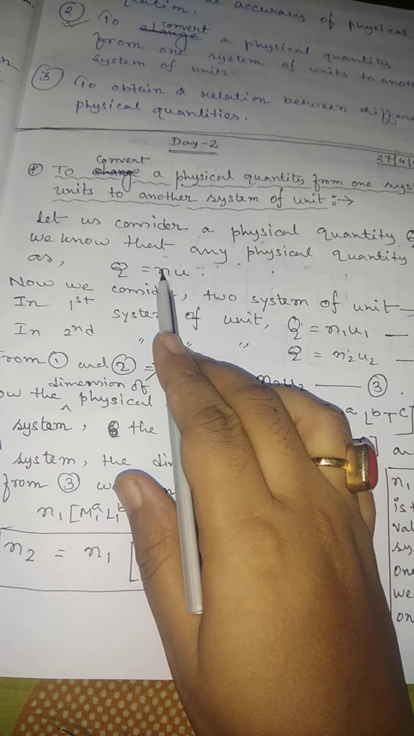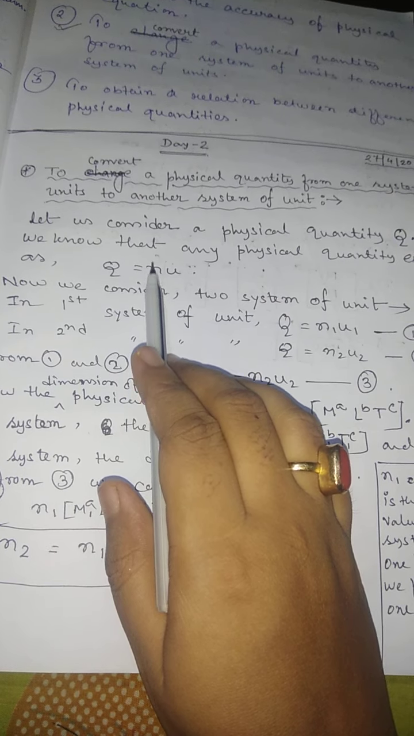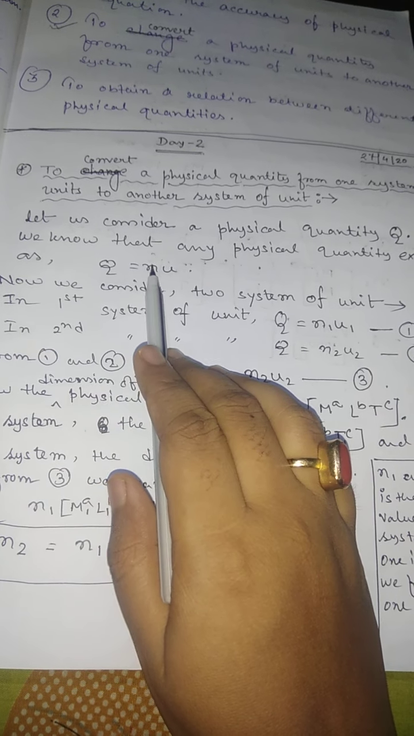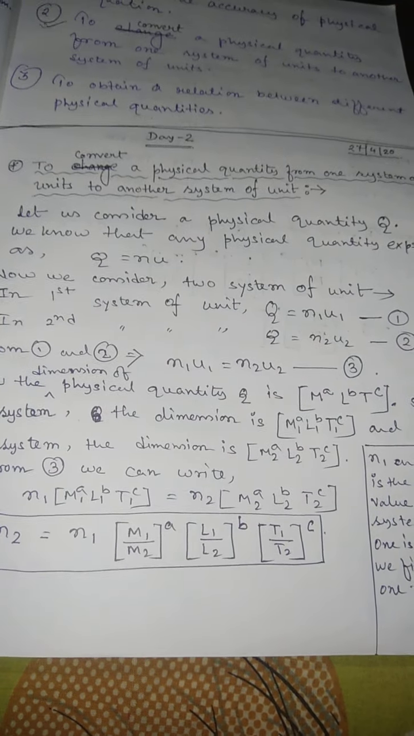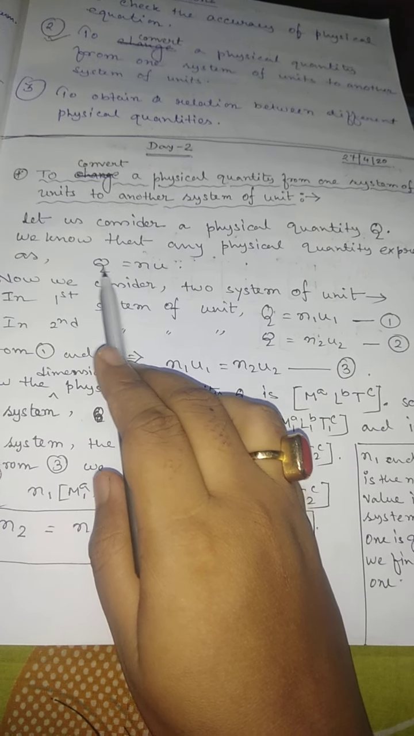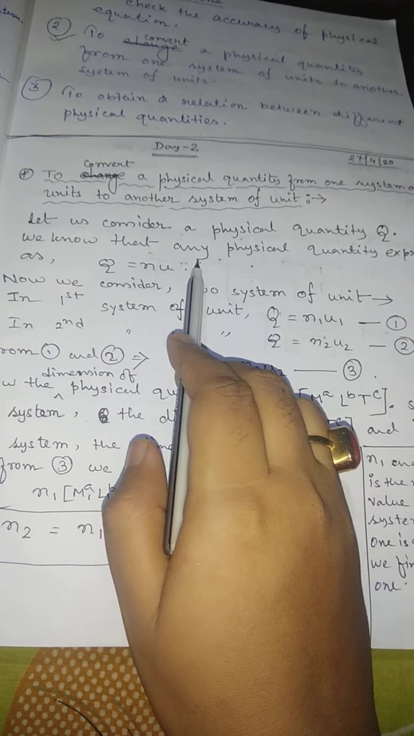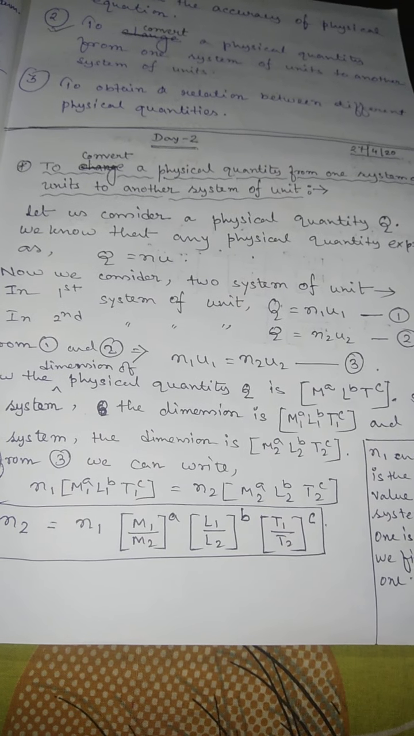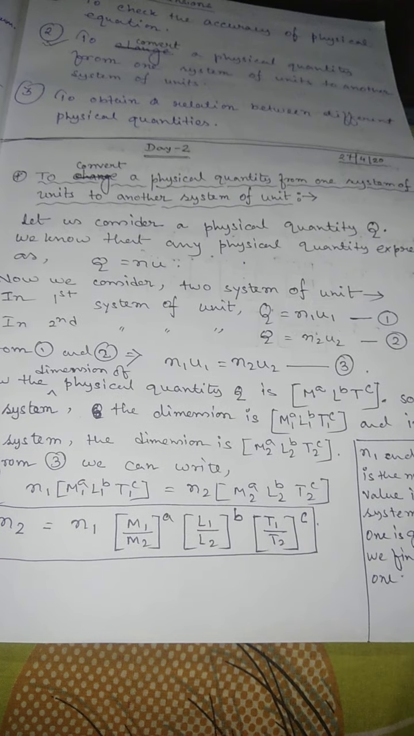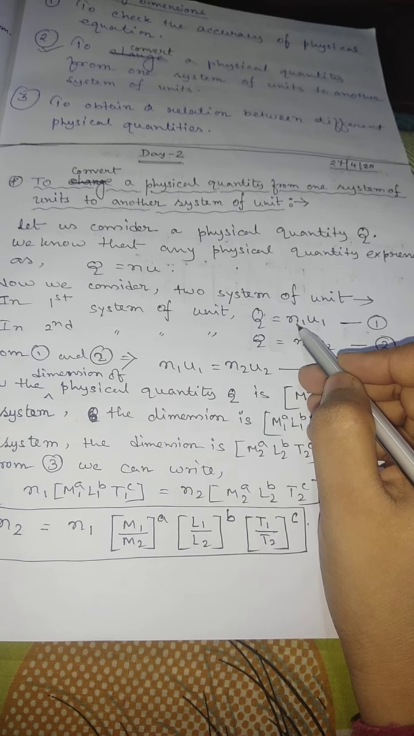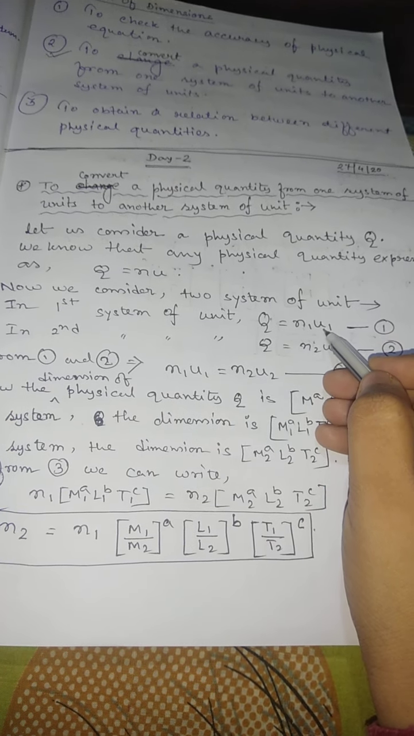This N is a numerical value, and we find out the value of N. Suppose one value is given in SI, so what will be the value of this N in another system of unit, CGS? This is the main thing: the physical quantity Q equals N into U. Now we consider two systems of unit, the first and second system. Because the physical quantity remains fixed, in the first system of unit Q equals N1 into U1.